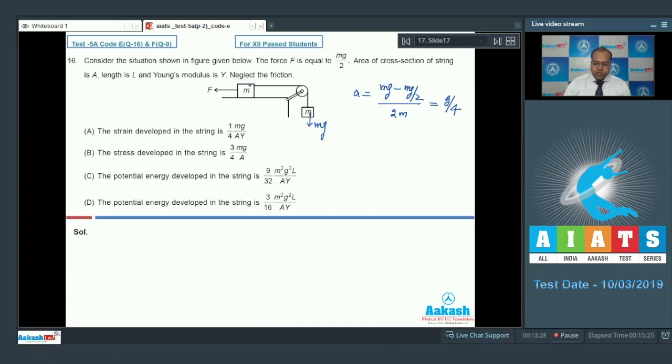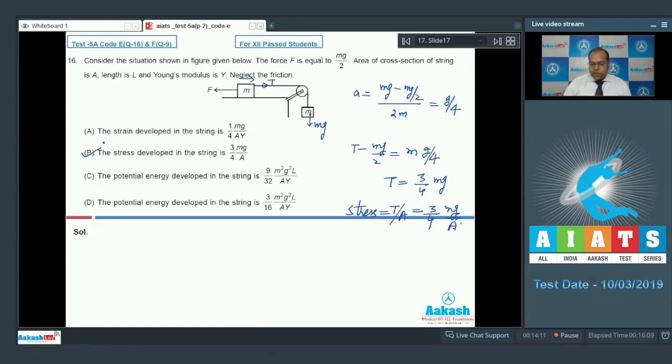So if I write the equation on the block of mass m, then tension is acting in this direction. So T minus mg by 2 is equal to mass into acceleration in this direction. So that is g by 4. So the value of T from here comes out to be 3 by 4 of mg. So the stress can be calculated as T by A. So it comes out to be 3 by 4 mg by A. So option B is correct.